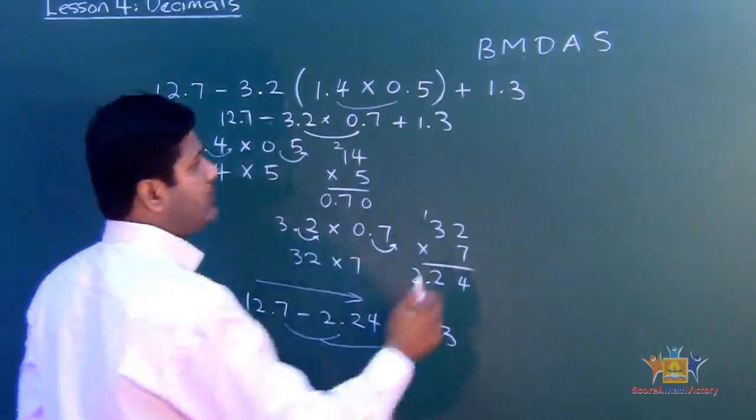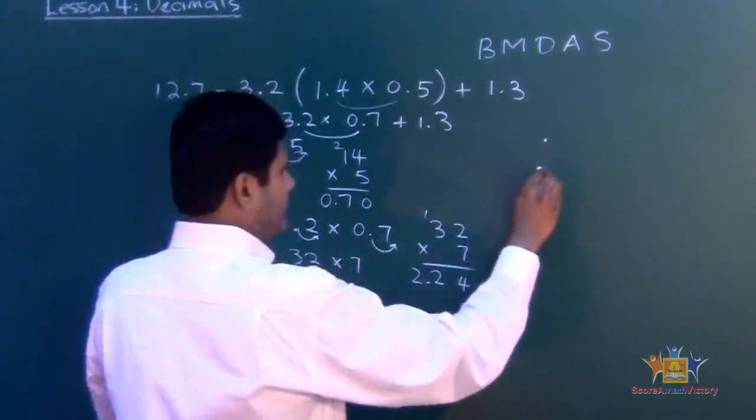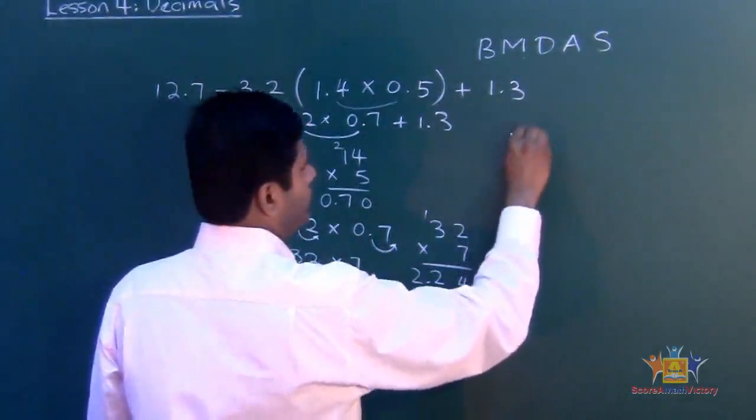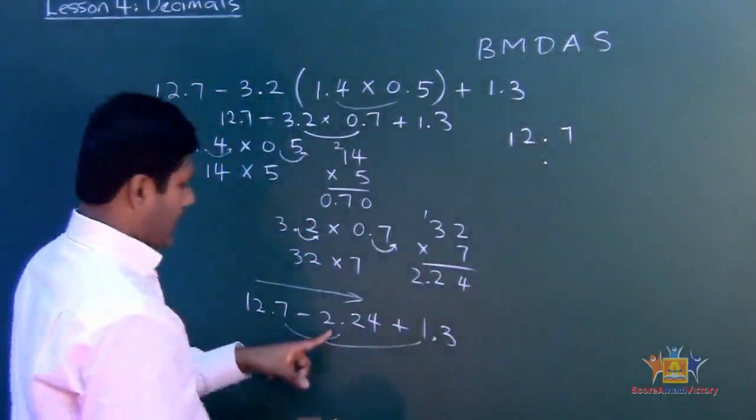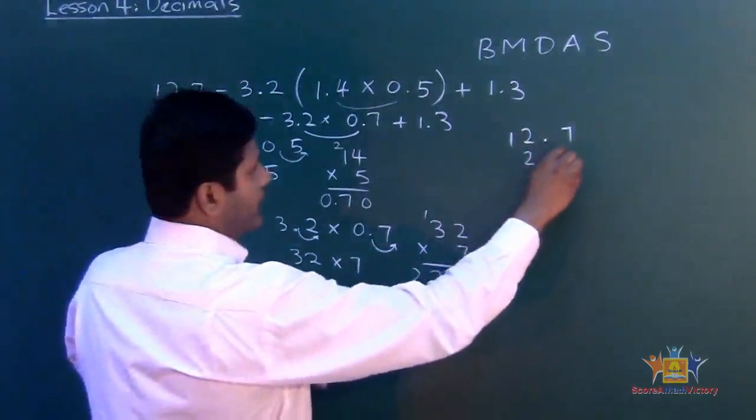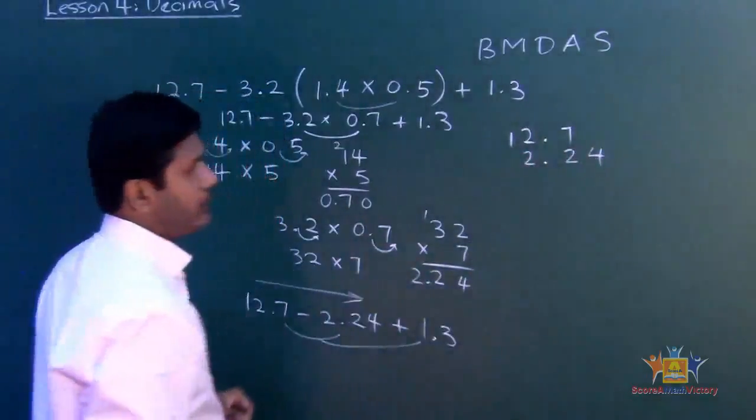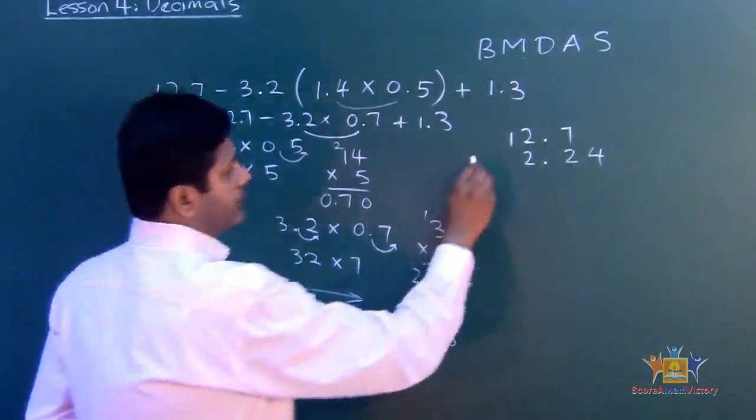Grab them by the decimal, line them up. So I'm going to put 12.7 on this side, and then 2.4 on this side. Alright? Okay? Then I'm going to subtract.